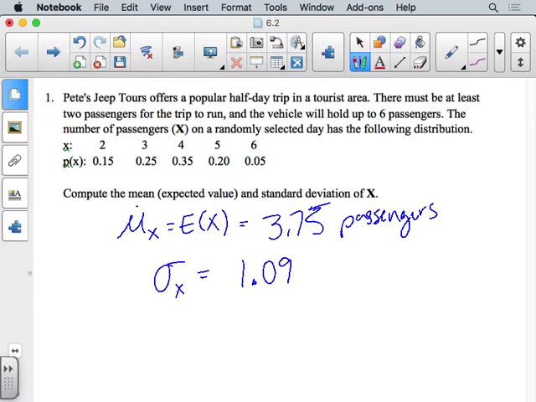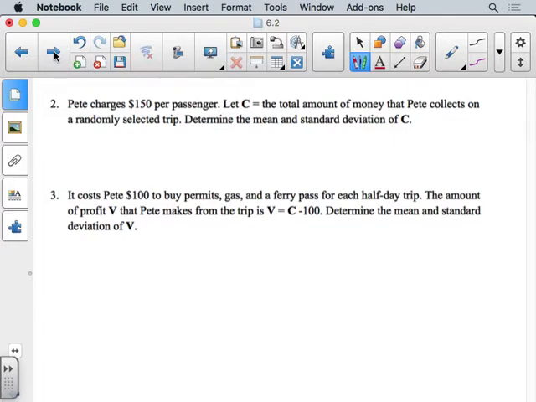Alright, okay, so on number 2, Pete charges $150 a passenger. Let the event C be the total amount of money that Pete collects on a selected trip. What's the mean and standard deviation? So how much money do we expect Pete to get, and what's his standard deviation? Well, I guess it's not X anymore, it's C. So what's the expected amount of C? What's the standard deviation of C? And C is the amount of money he gets.